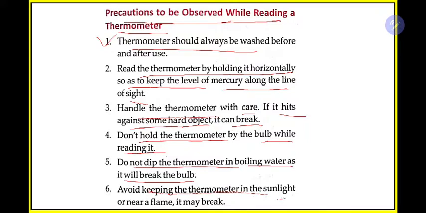Avoid keeping it in sunlight or near a flame or it may break. As it is made of glass and has mercury inside, and we know mercury reacts when the temperature gets high, don't keep it outside in the sun or near any flame. If you do so, your money will be wasted, your thermometer will break, and if someone is sitting near it and the glass bursts, someone can get injured also. So these are some of the precautions you need to take care of while using a thermometer.